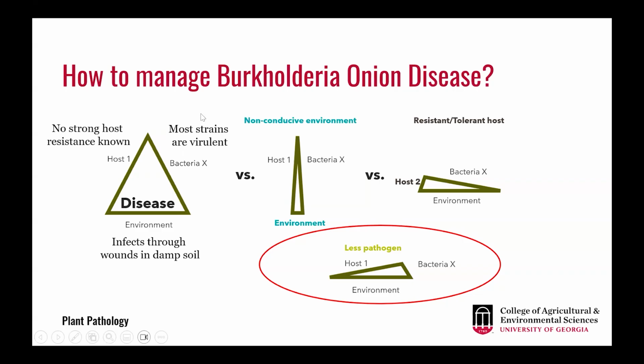So really, the one part that we're hoping we can manipulate here is the pathogen. If we can reduce how much of the pathogen is present, that is probably the most straightforward way for us to manage these diseases. Just reduce the amount of pathogen that's available, because the other things are unfortunately harder for us to control.